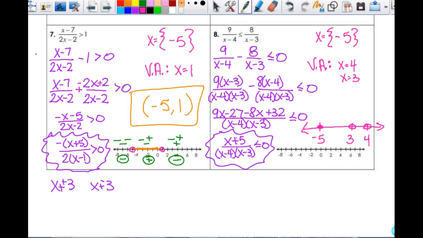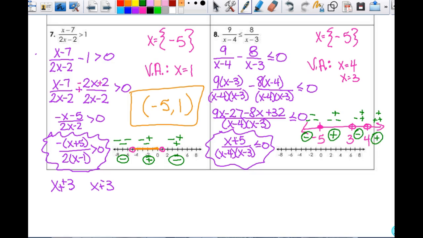So then, we look at our signs. If I choose a negative 6, that's going to give me in the numerator negative, and then negative, negative. So overall, that's negative. Between negative 5 and 3, I can pick 0. It's going to be positive, negative, negative. That's positive. 3.5 would be positive, negative, positive. And then 5 would be positive, positive, positive.